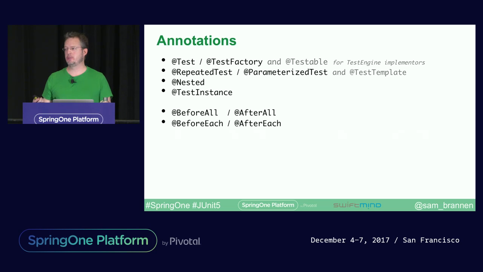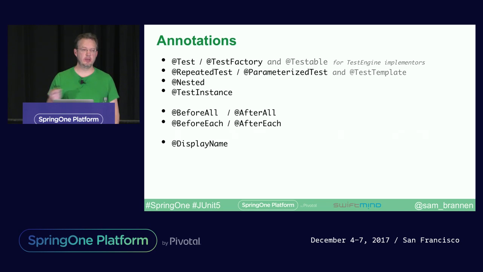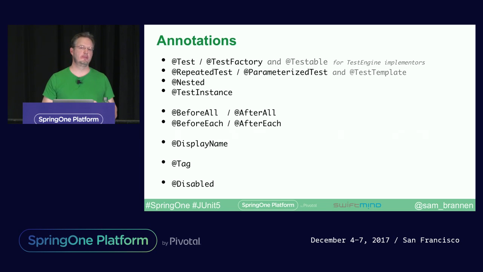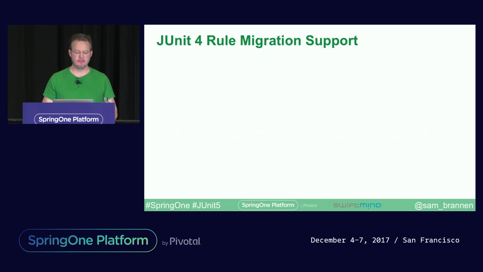So BeforeAll and AfterAll, that's like BeforeClass and AfterClass. BeforeEach and AfterEach, that's like Before and After from JUnit 4. DisplayName allows you to define a custom display name. Tags and Disabled. So we had @Ignore in JUnit 4, and in JUnit Jupiter it's called Disabled, and it'll make more sense when I talk about the extension model for that in a bit.